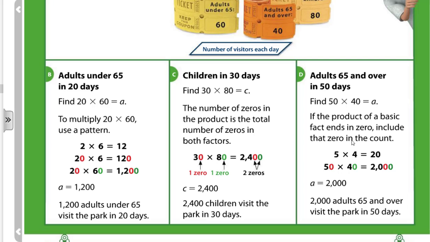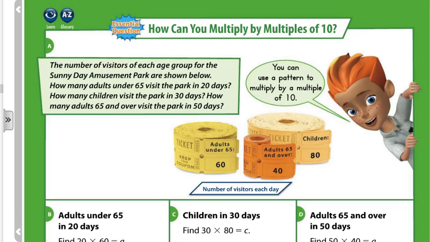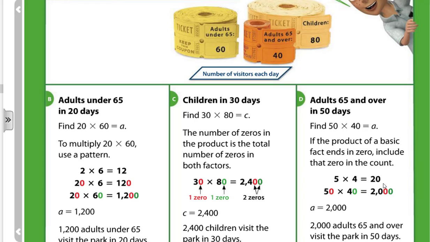And the same for the last one. We will multiply 50, which is the number of days. Go back to the question. The number of days, 50, and the number of tickets for adults 65 and over, which is 40. So multiply 50 by 40. Okay. Now 5 multiplied by 4 is 20. This time focus, because we have a 0 in 20 already. So when we add this red 0 and this green 0, we will now have 3 zeros: 1 for 20, 1 which is the red one, and 1 which is the green one with 40. So I have 0 and 2 extra zeros. So the number here is 2,000.